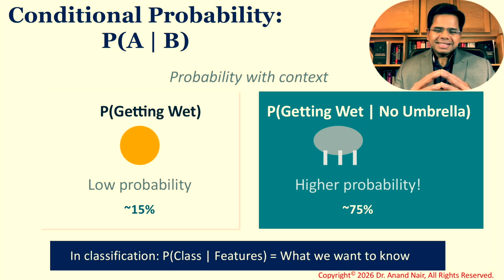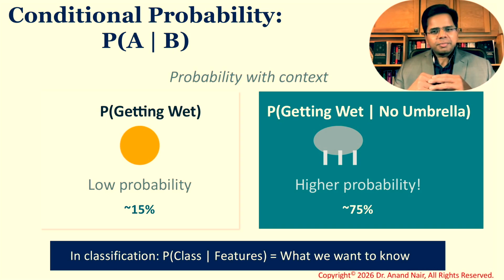Before we go deeper, let's dust off a concept from Statistics 101, conditional probability. Don't worry, I promise to make this painless. Conditional probability is simply probability with context. It's written as P(A|B), which reads as the probability of A given that B has already happened.